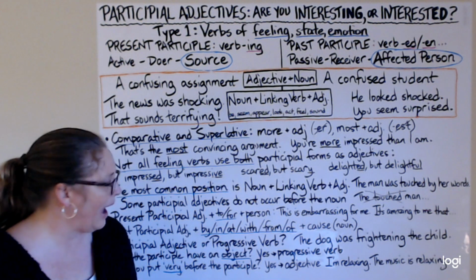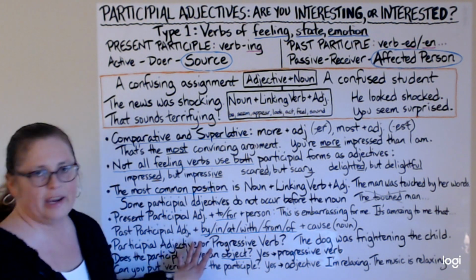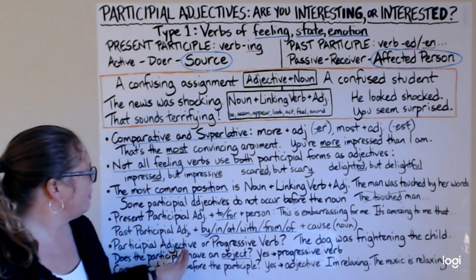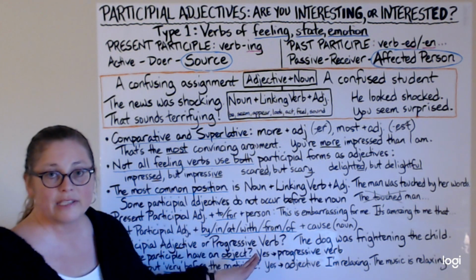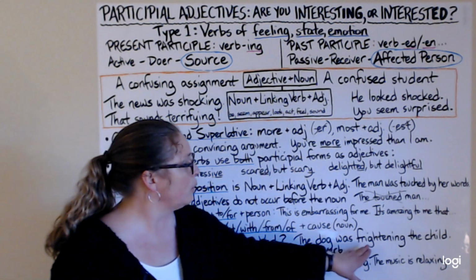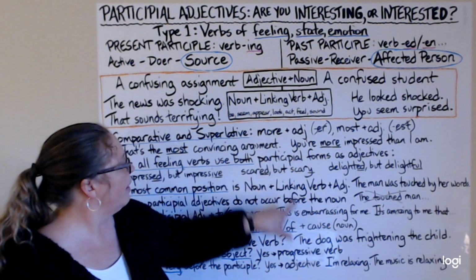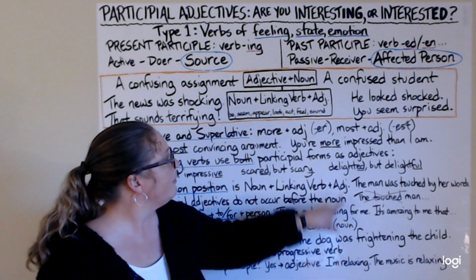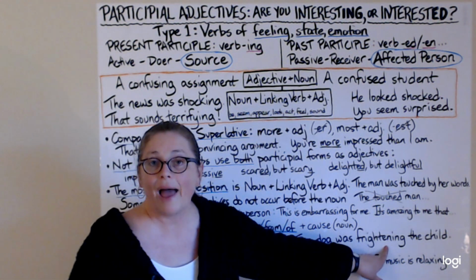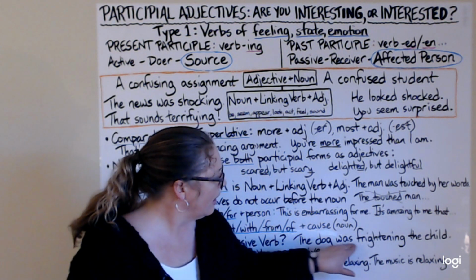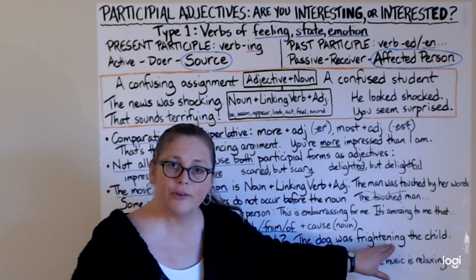You can find lists of these online that show the prepositions that you need to use with different participial adjectives. Finally, some students ask me if something is a participial adjective or a progressive verb. For example, the dog was frightening the child. Is this an example of a noun plus a linking verb plus a participial adjective? Or is this a past progressive verb?